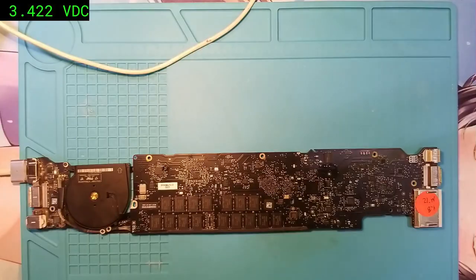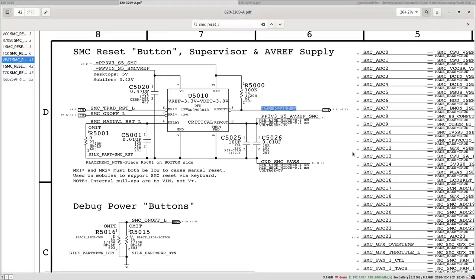Next thing to check is the signals going into the chip itself. So the chip controls SMC reset L and will pull it low if SMC T-pad RST L and SMC on off L are low. It will trigger the SMC reset with the combination of the keyboard. So we're gonna check both these voltages to see what is actually happening over there.